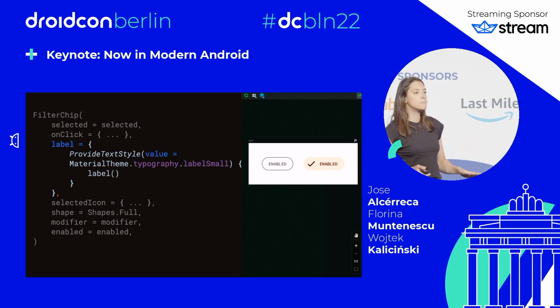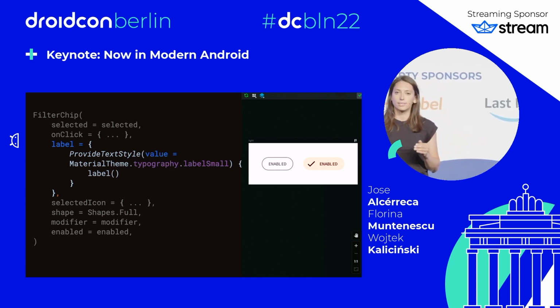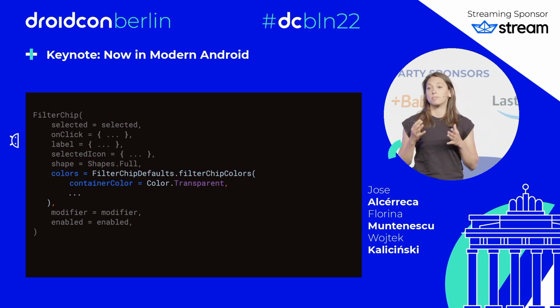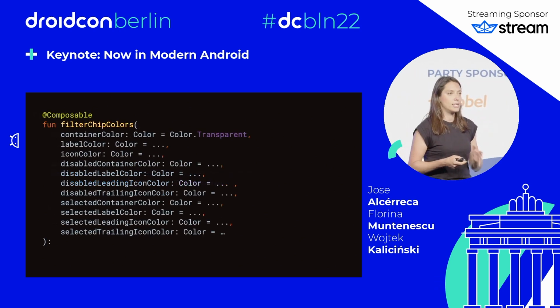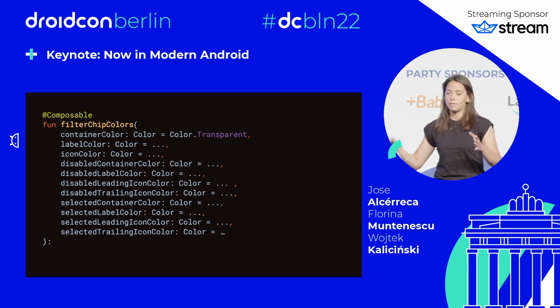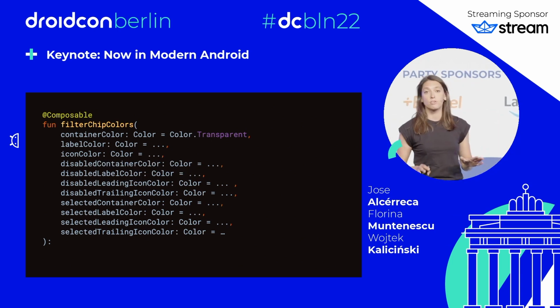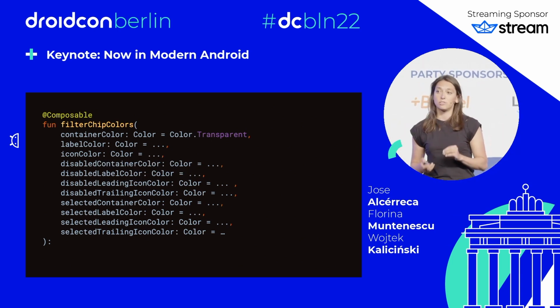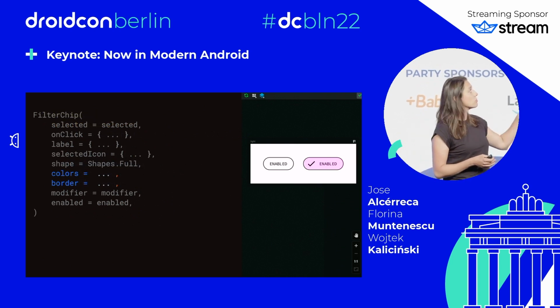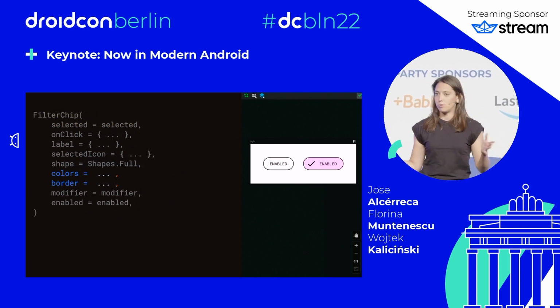But what I like about Compose is that you can go even more custom. So for example, you can override the filter chip default colors. And it's incredible. The filter chip colors contain stuff like container color, label color, disabled color, pretty much anything you need to customize as you want. So what we've done here, we set the custom colors for color and for border, and we implemented our design.